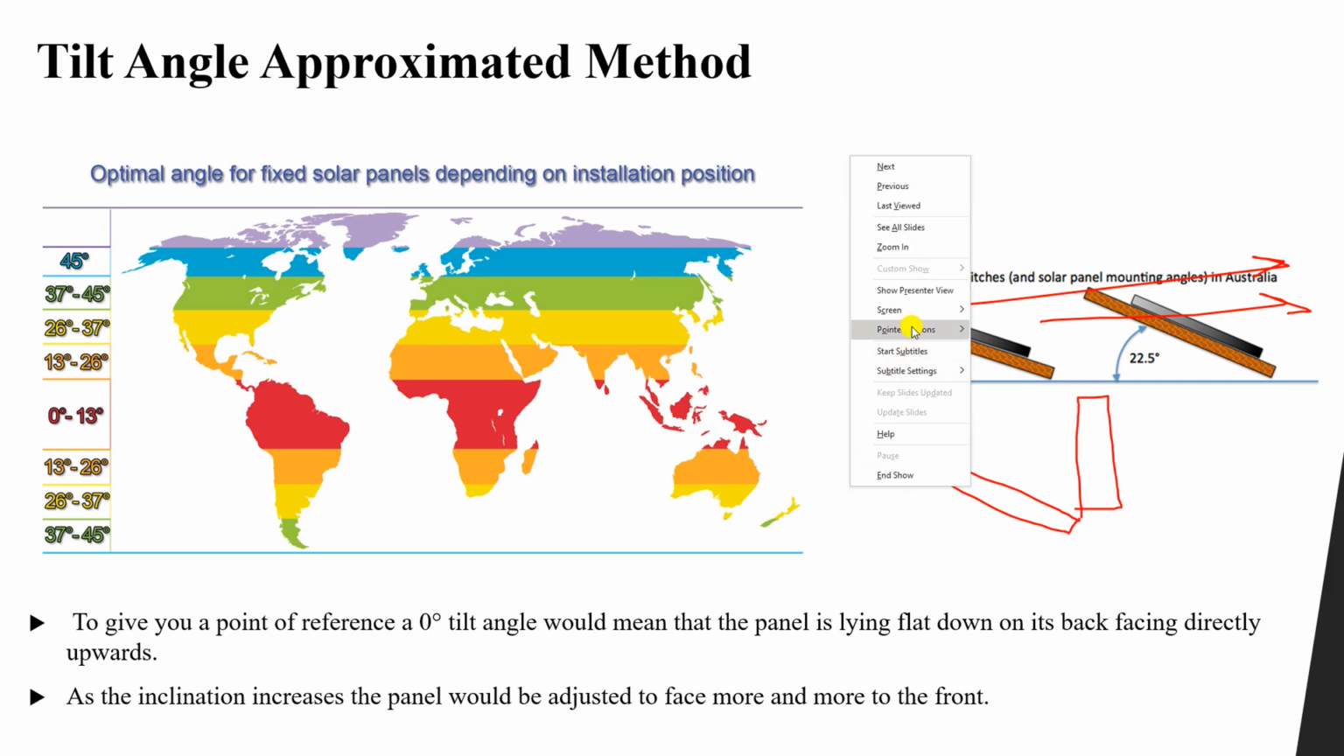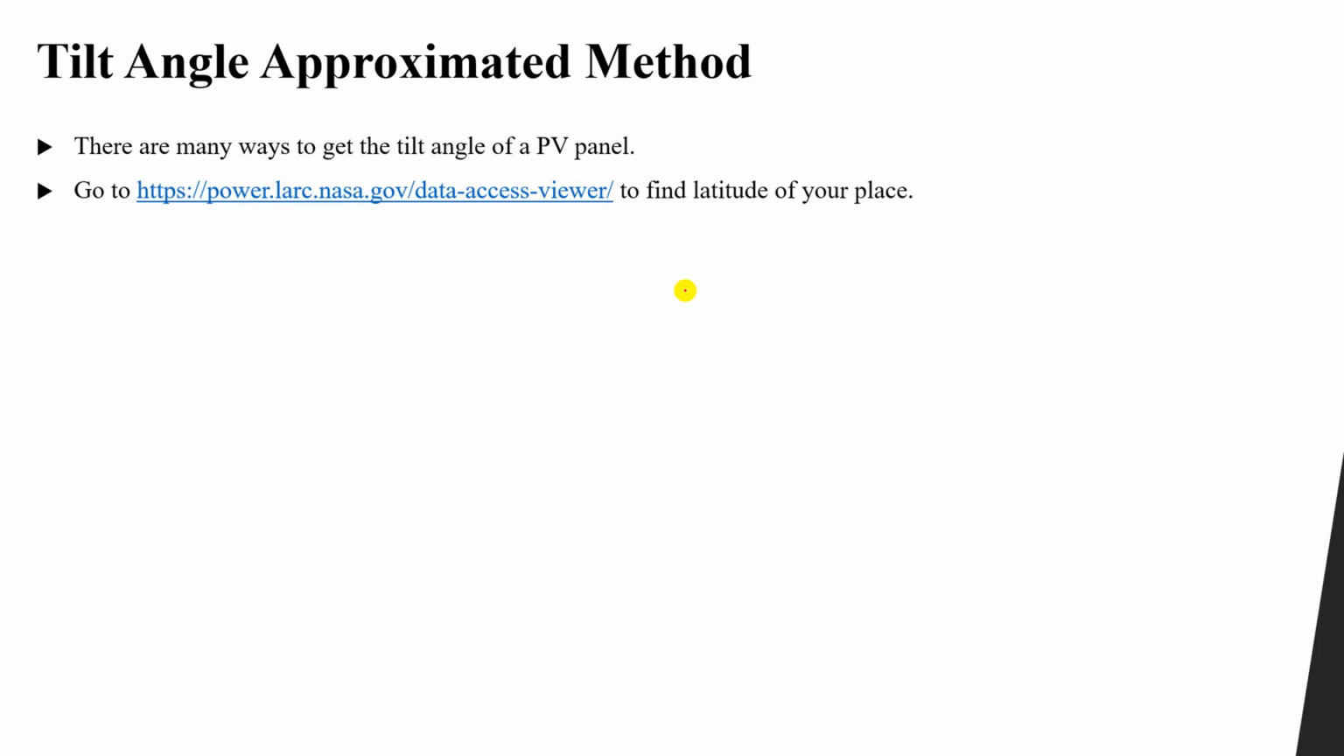So what does this mean? You have to understand that there are many ways to get the tilt angle. How can we do this? I will give you some methods, and I'm going to show you an example in the next lesson. The first method is that you go to this NASA website in order to find the latitude of your own place. Let's say you already know the latitude of your location. Then what is the next step?